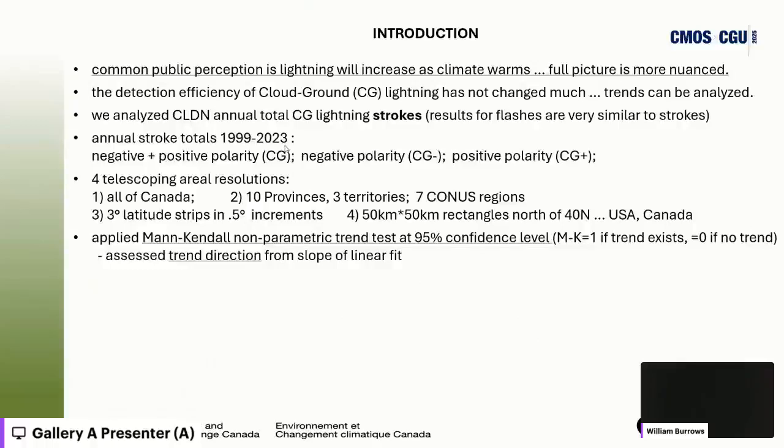We did total lightning, that's CG, negative polarity, and positive polarity in 4 telescoping areal resolutions: all of Canada and provinces, 7 CONUS regions, latitude strips in each province, and 50 kilometer by 50 kilometer equal area rectangles. And we applied a Mann-Kendall test at 95% confidence to detect trends. Next slide.